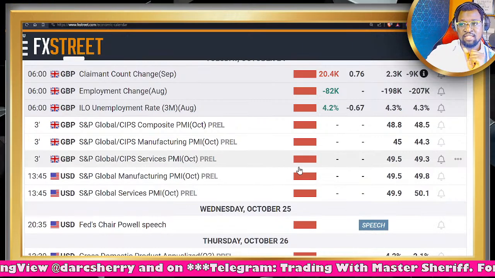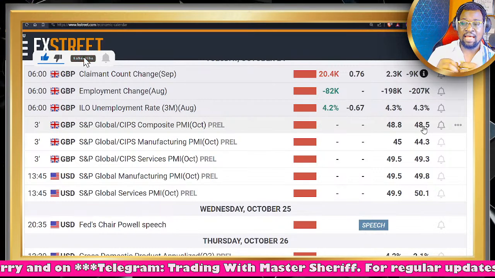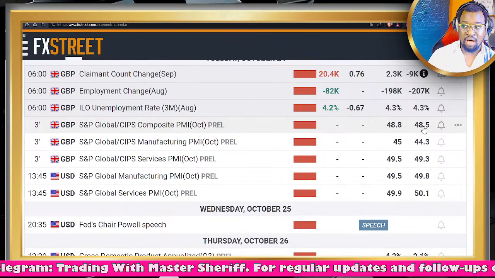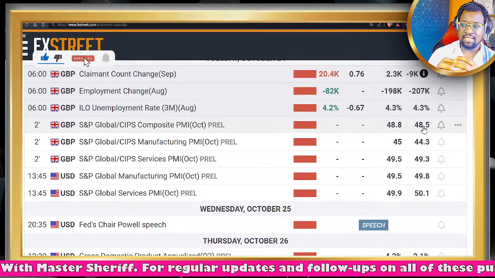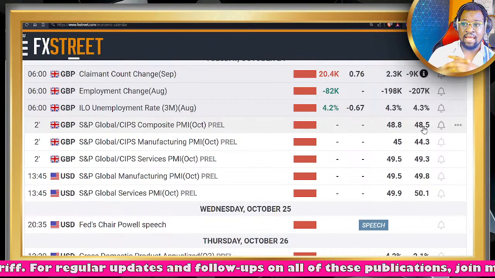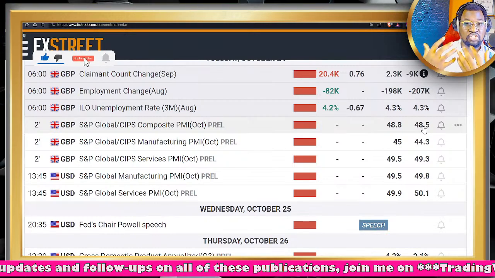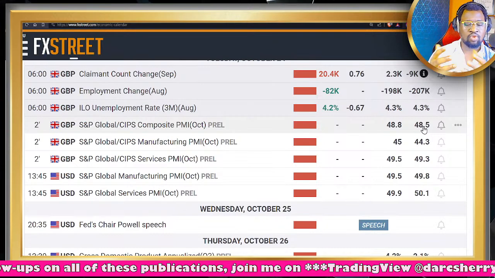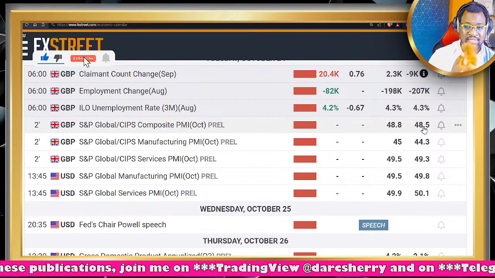Now for the PMI composite, we have 48.5 for the previous month of September, and consensus is projecting 48.8 for this month. Now that is a positive sign there. We will look forward to seeing what the actual data is going to be like. Then we also have the manufacturing PMI and the services PMI, where the data projects an expansion in that economy, which is also a positive signal. So everything is looking very positive for the pound sterling at this point.